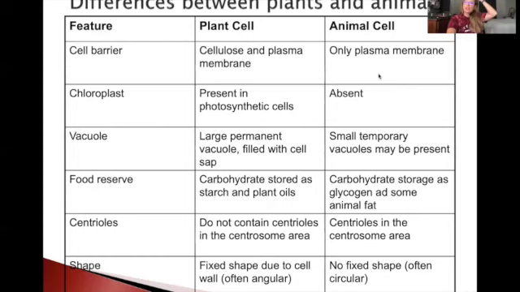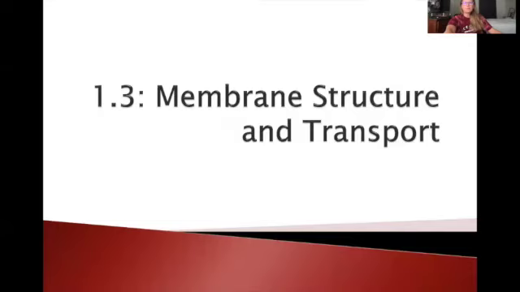You're going to have to compare and contrast a plant cell to an animal cell. Again, you're going to make a chart. Whatever you say for the plant cell, you have to have a statement for the animal cell. So when we talk cell barrier, in the plant cell, it's a cell wall and a cell membrane. In an animal cell, it is only a cell membrane. Chloroplast is present in the plant cell, absent in the animal cell. Vacuole, large, permanent in the plant, small, temporary in the animal, and so on. Make sure you look at this chart.